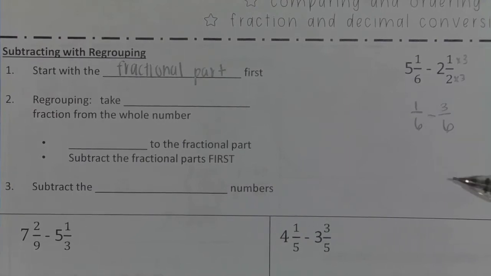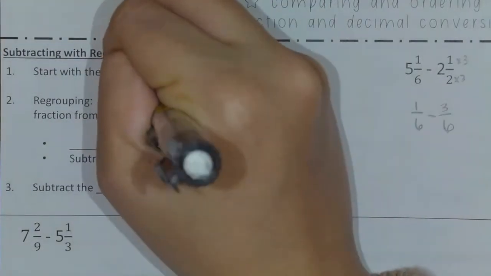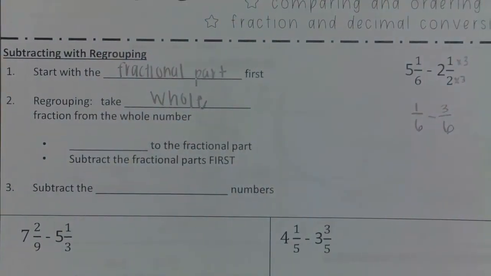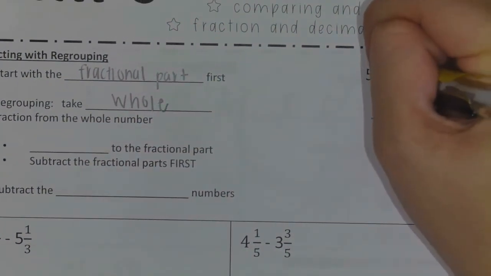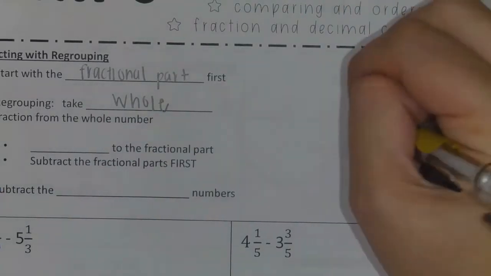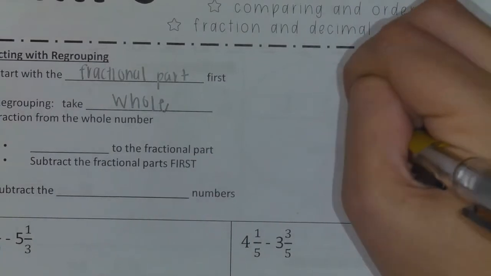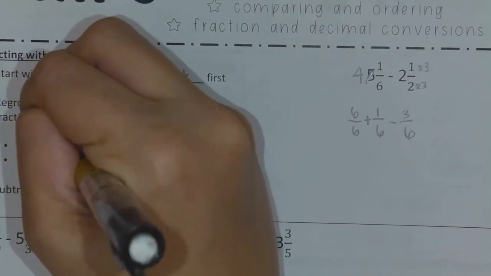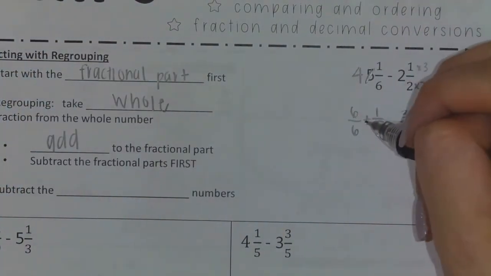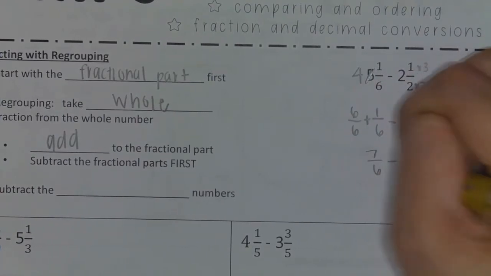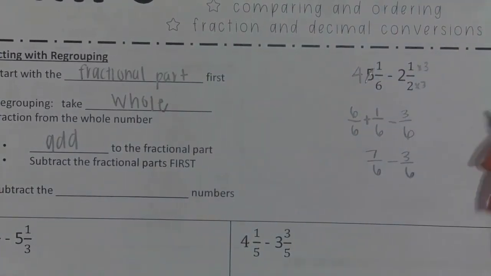I don't have enough to take from here. So this is where the regrouping part comes in handy. So what I have to do is I have to take a whole fraction away from the whole number. So that means instead of my whole number being 5, it's going to turn to a 4 because I'm going to pull out one whole amount, or 6/6. And then I'm going to add that to the fractional part. So 6 plus 1 would give me 7/6 minus 3/6. And now I can do this subtraction problem.